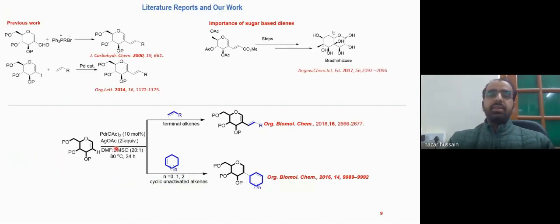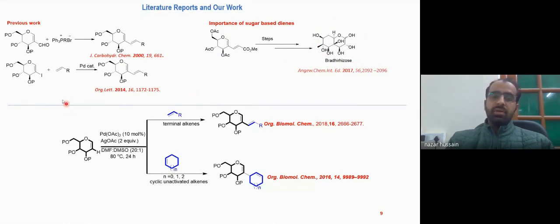So we searched the literature and found that there are two ways to get these C2 branched sugars. One is by utilizing 2-formyl glycals, and by Wittig olefination, this results in the formation of this diene. Another approach is by utilizing 2-haloglycals, and under Heck reaction, this C-C bond formation is already reported in the literature. The importance of this type of sugar is that these molecules have been utilized in the synthesis of bradyrhizose. These molecules are supposed to help in the nitrogen fixation of plants.